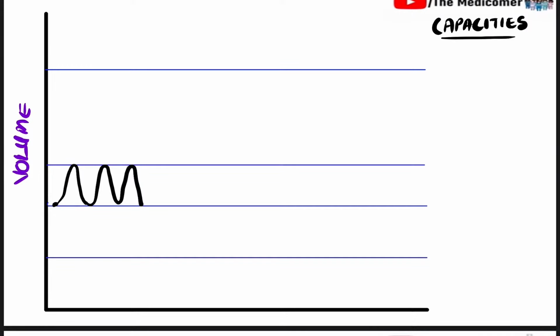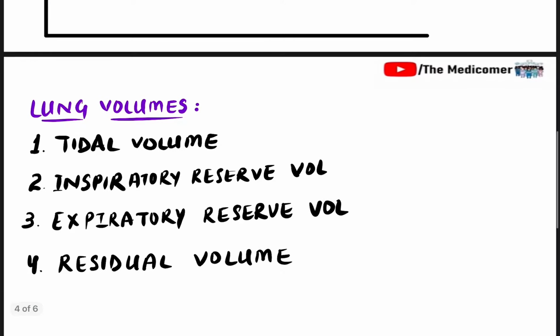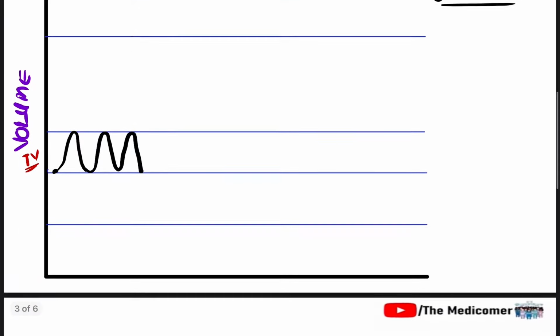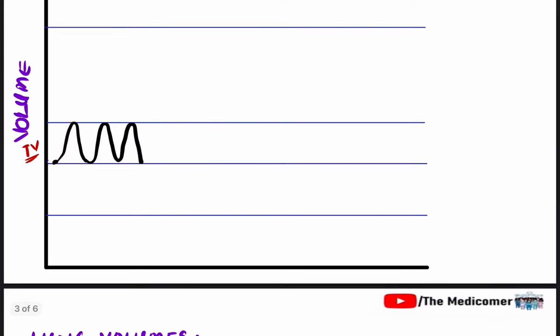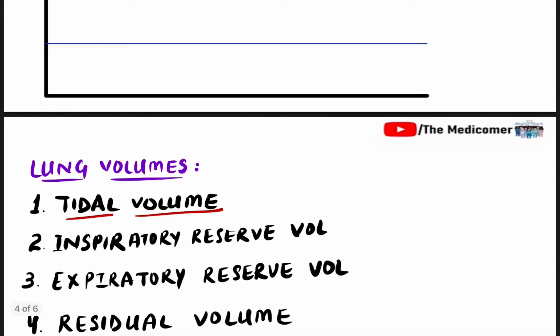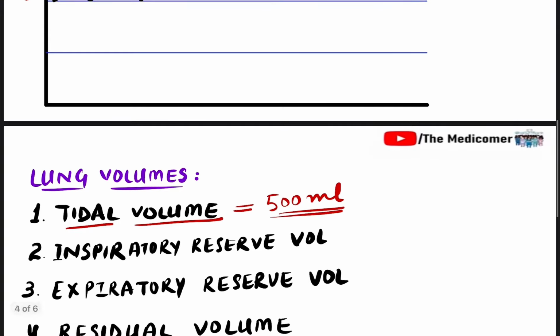The amount of air that's taken in during normal inspiration, or the amount of air that's expired during normal expiration, is called tidal volume, and it's about 500 ml. So the first one here is the tidal volume, which is the amount of air taken in during normal inspiration, or expelled during normal expiration. It is equal to 500 ml.